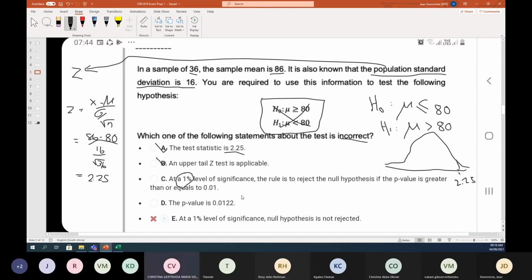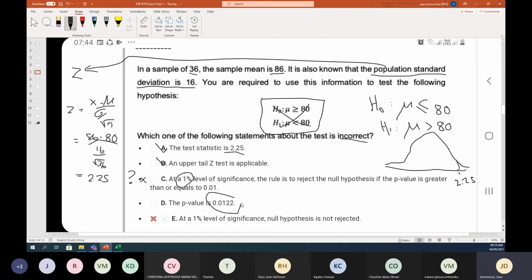H0 is rejected when the p-value is less than the significance level. Okay, so is this the wrong one? Yeah, I think so, because they say greater than. So let's just check that and the other one. Okay, so let's do that. The p-value is 0.0122.